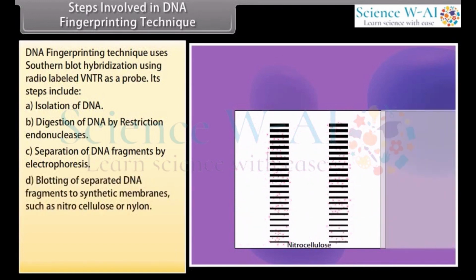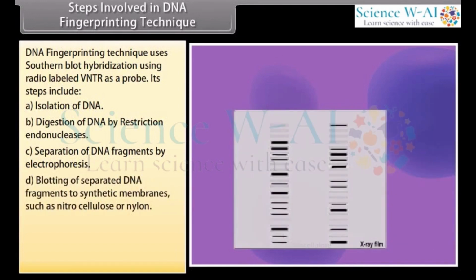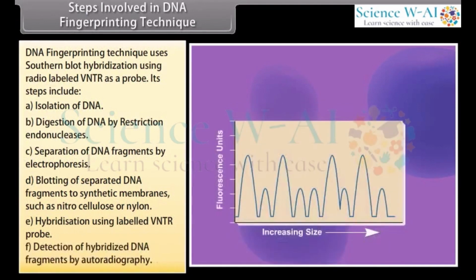D. Blotting of separated DNA fragments to synthetic membranes such as nitrocellulose or nylon. E. Hybridization using labeled VNTR probe. F. Detection of hybridized DNA fragments by autoradiography.